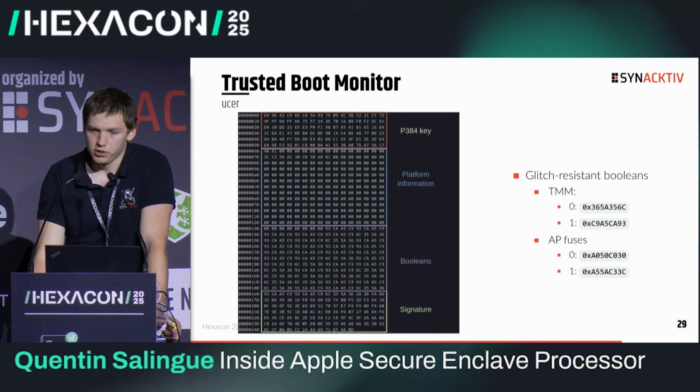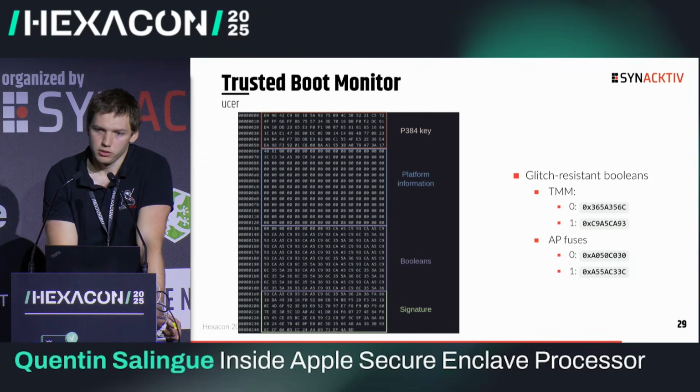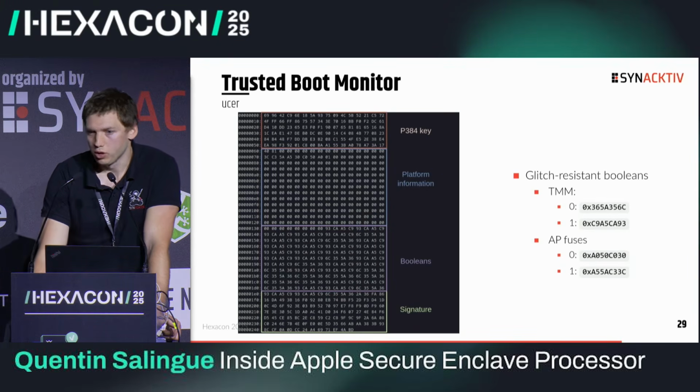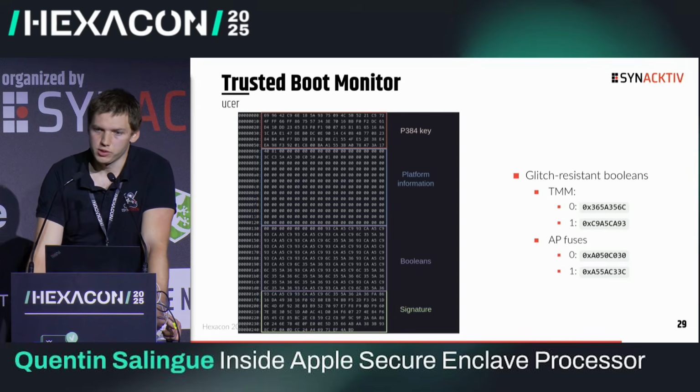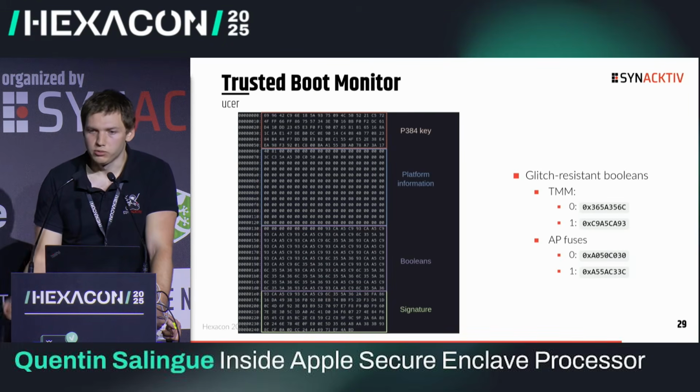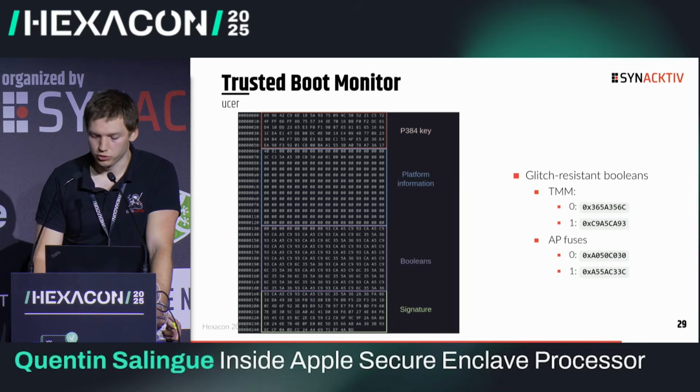One interesting thing to note is that they're using glitch-resistant booleans. So you don't have zeros and ones. You have obfuscated values that are different in the TBM and the AP, which means that if you want to glitch these values, you need to flip 32 bits instead of just one.